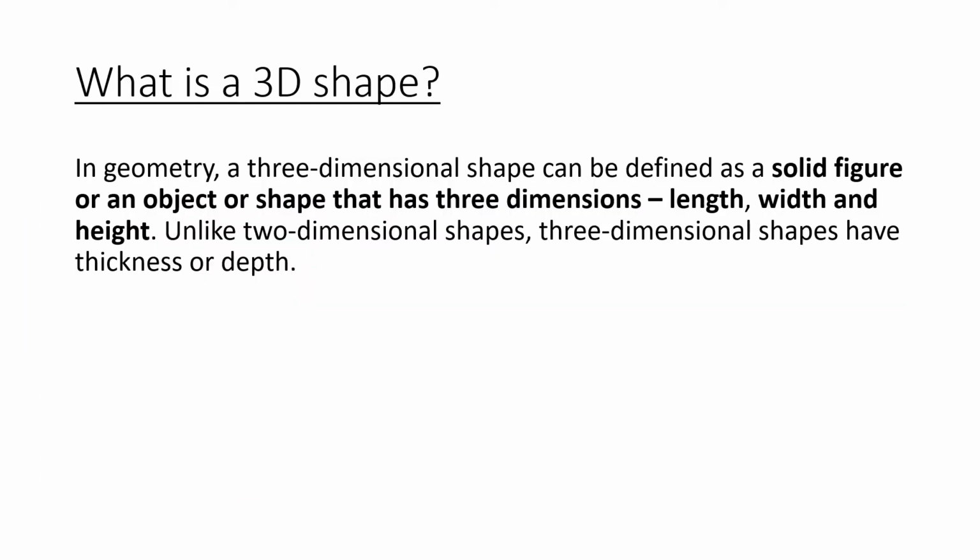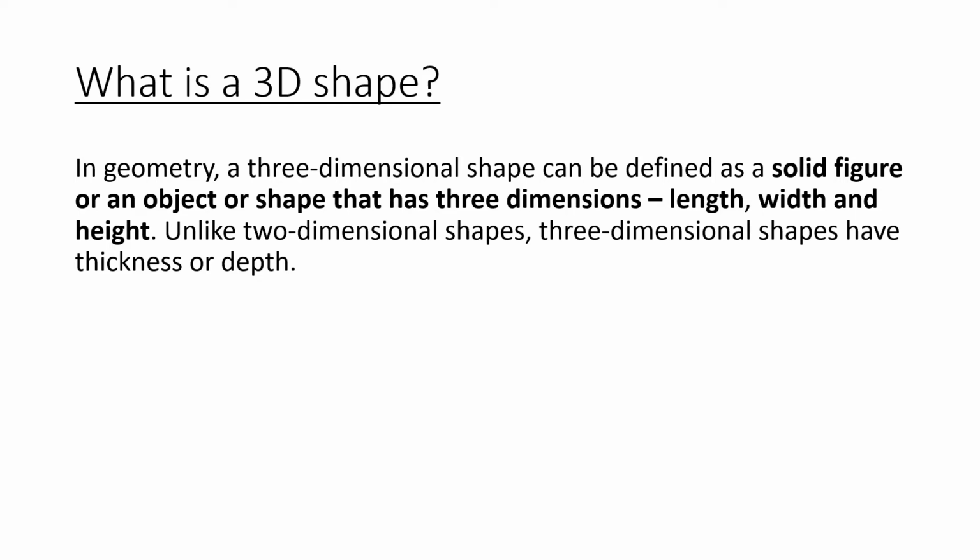So, what is a 3D shape? Well, the definition is on the screen now. In geometry, a three-dimensional shape can be defined as a solid figure or an object or shape that has 3 dimensions: length, width, and height. Unlike 2D shapes, 3-dimensional shapes have thickness or depth.